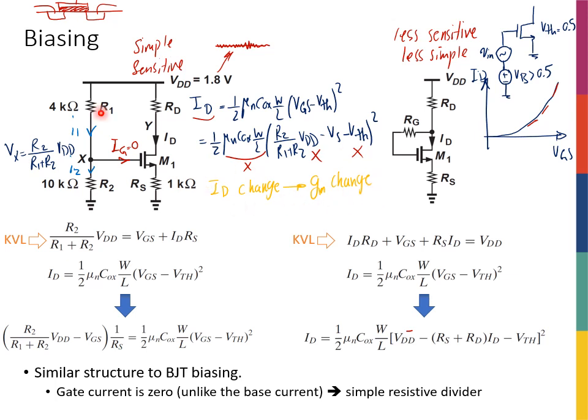Now, it is simple, not just because it's a resistive divider, but because I can set the gate voltage just by these two resistors.